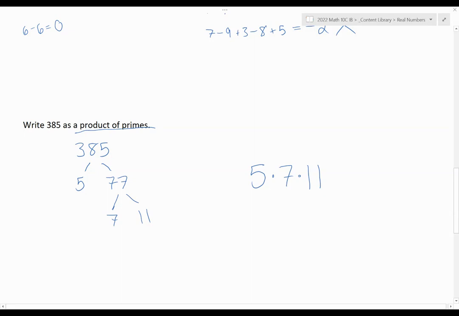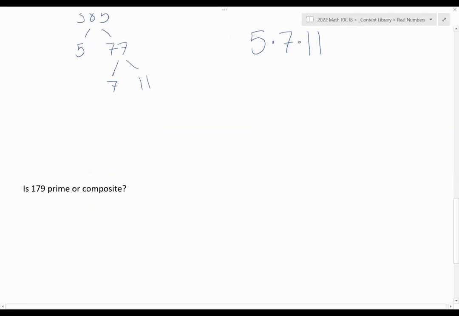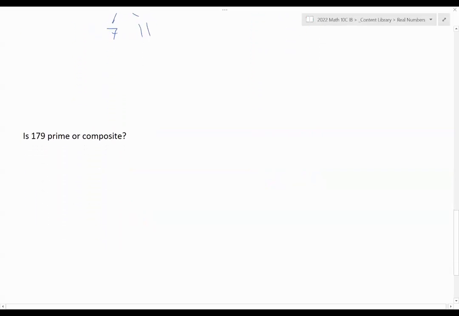And knowing these prime factors can help me do a number of operations and analyses of 385 to see how it's going to behave in different situations. If I want to determine if a larger number is prime or composite, so it's prime if it doesn't have any factors other than 1 and itself. But I don't have to check every single number between 1 and 179 to decide if they're factors, because every number that has non-prime factors can still be broken down into prime factors.